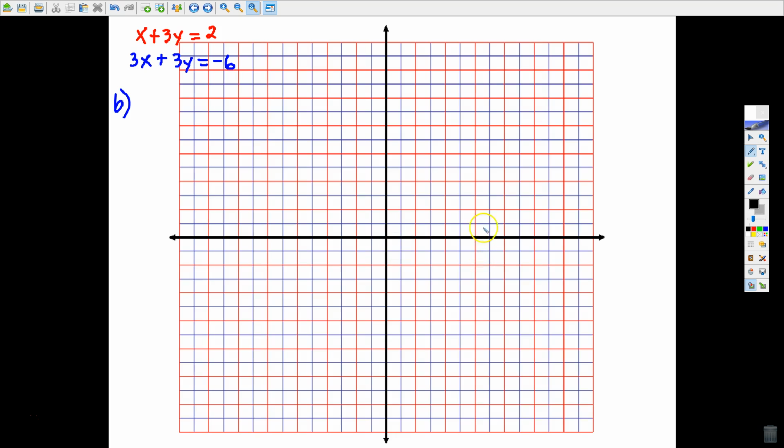All right, let's try another one. So the routine, again, is we typically write these in slope-intercept form. So I'm going to just work horizontally here. I'm going to subtract x. And then I'm going to divide by 3 or multiply by negative 3, however you want to think of it.